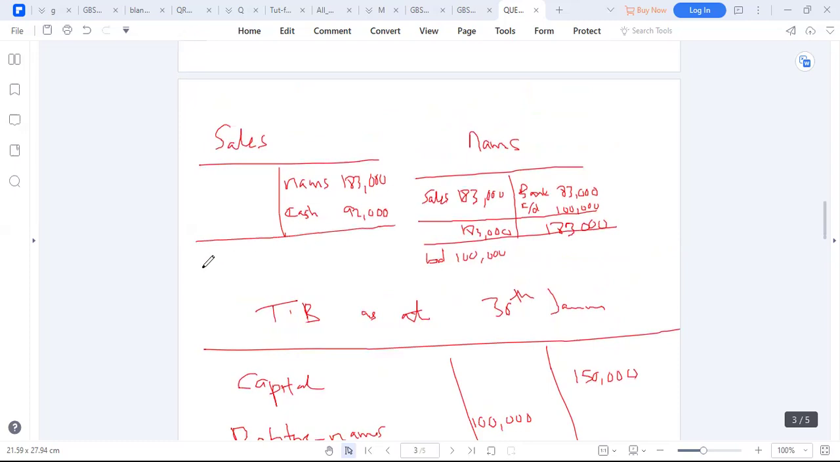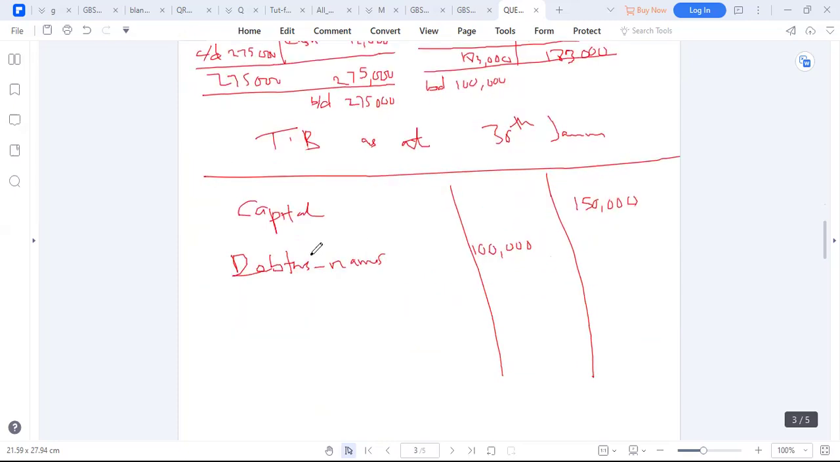So here, sales. We only have one side here. So we just total up here. This is 275,000. Then balance brought down, 275,000. This is what? Sales, 275.